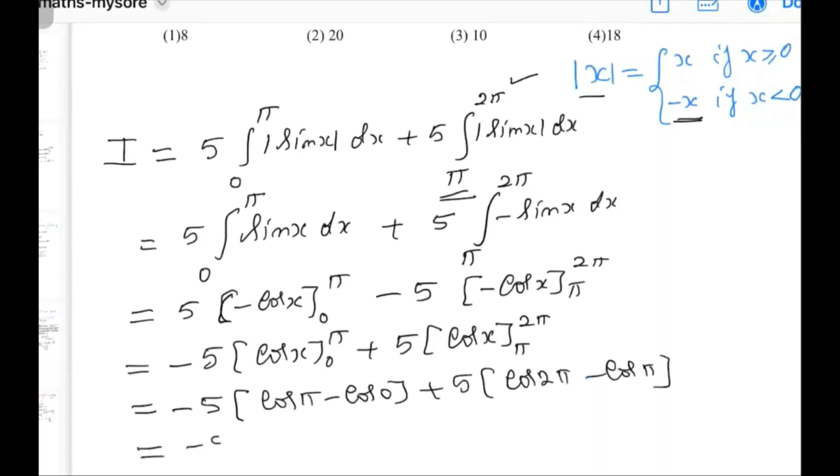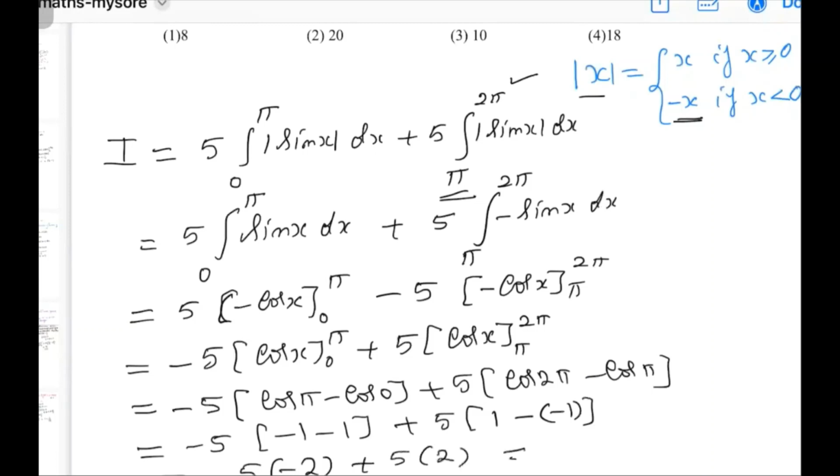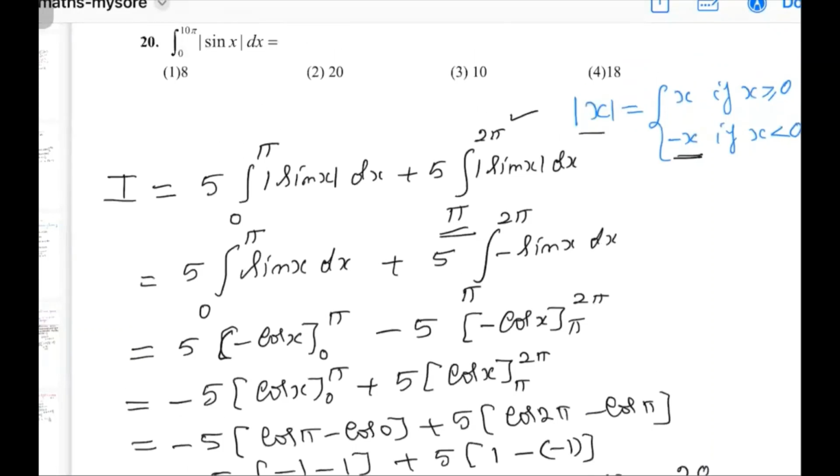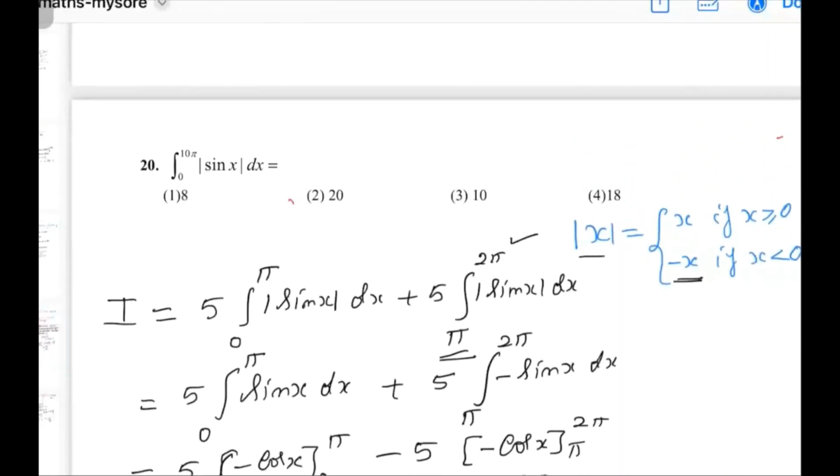We know that cos pi is minus 1, cos 0 is 1. Cos of 2 pi is 1, cos pi is minus 1. So this becomes minus 5 times minus 2 plus 5 times 2. 10 plus 10. So the answer is 20. So the correct option is 20.